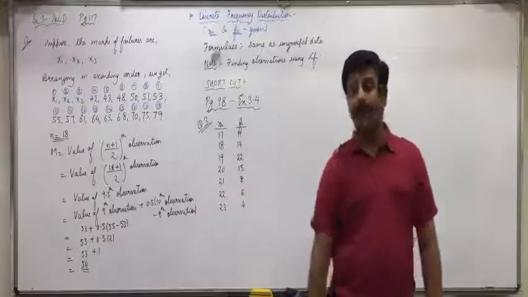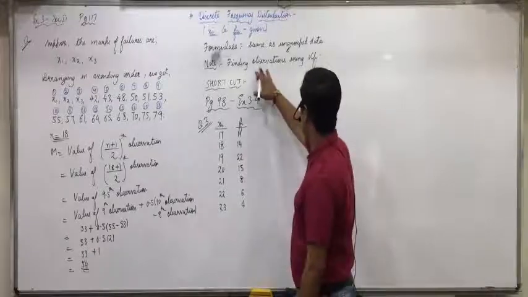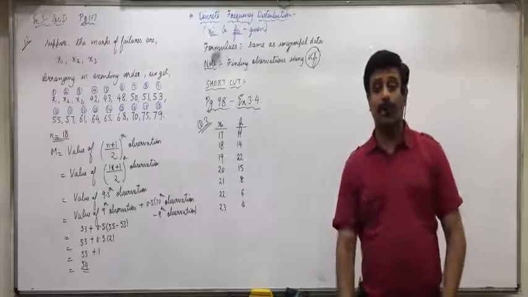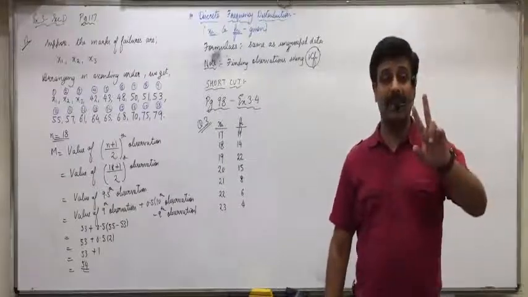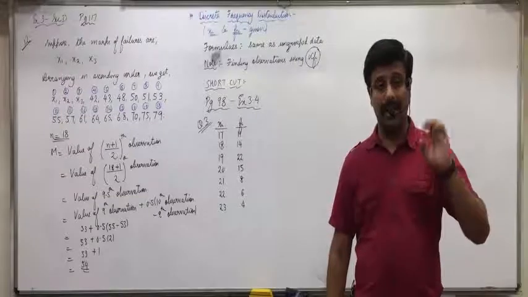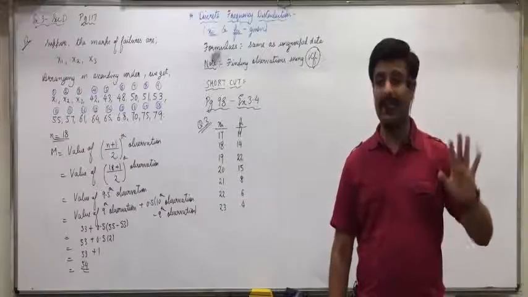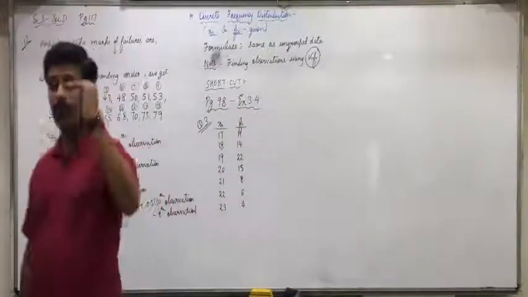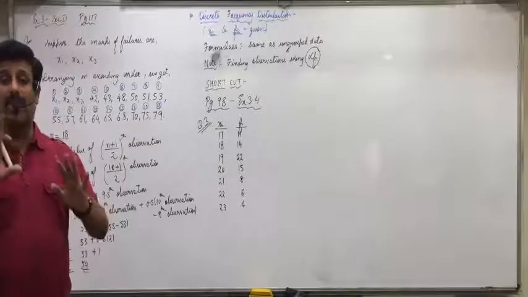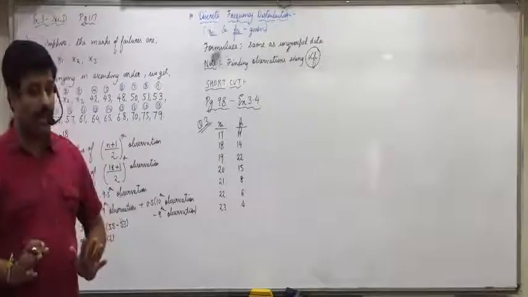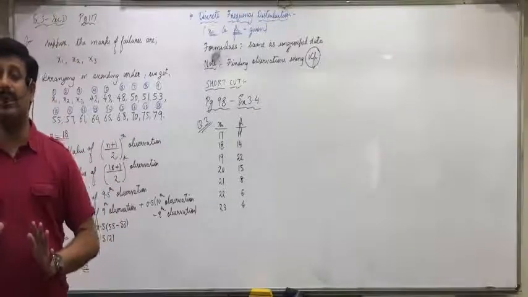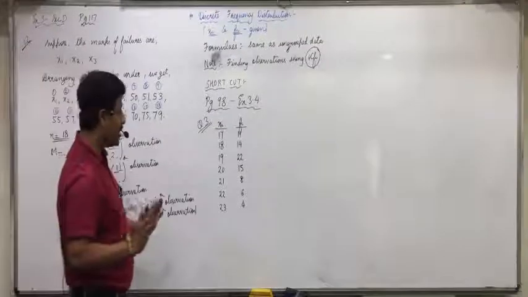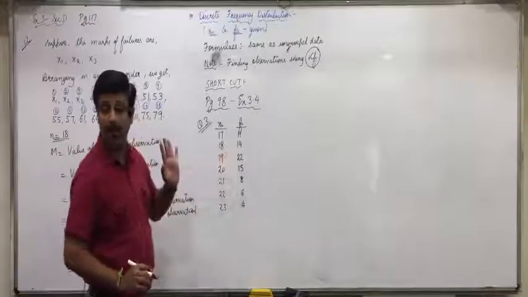Now listen everyone, as I said we have to find the observations using cumulative frequency. We studied 2 types of cumulative frequencies in chapter 2, less than and more than. In less than we add from top to bottom. In more than we add from bottom to top. We will always be using less than type cumulative frequency because we arrange the observations in ascending order, not in descending. So we'll always be adding the frequencies from top to bottom.